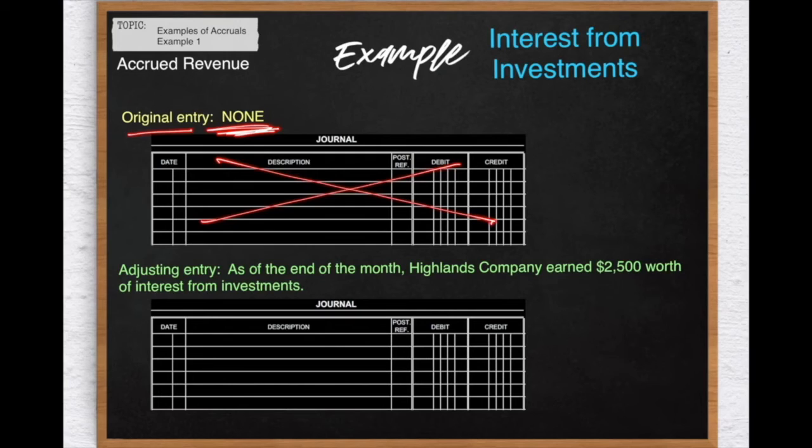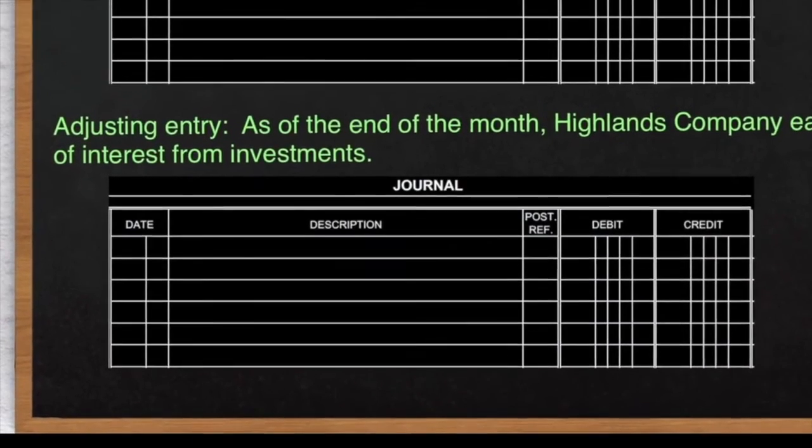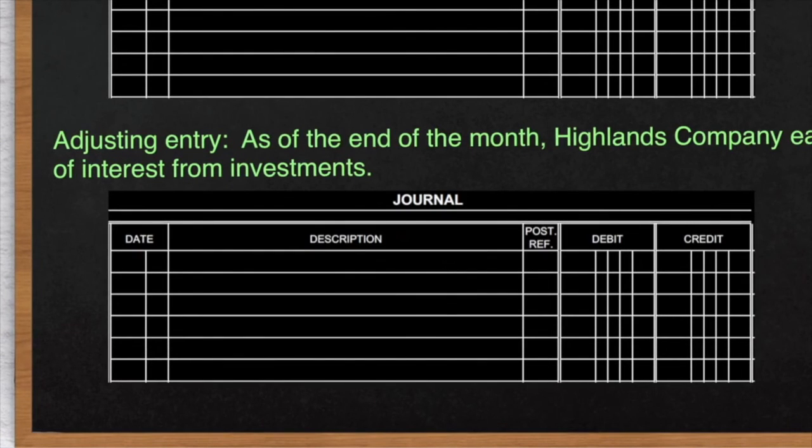Something did happen during the accounting period, or during the month. In this case, the company earned interest from an investment, and now we have to create an adjusting entry. So as of the end of the month, Highlands Company earned $2,500 worth of interest from investments. Here we're going to date the journal entry. Let's say it's January 31st.